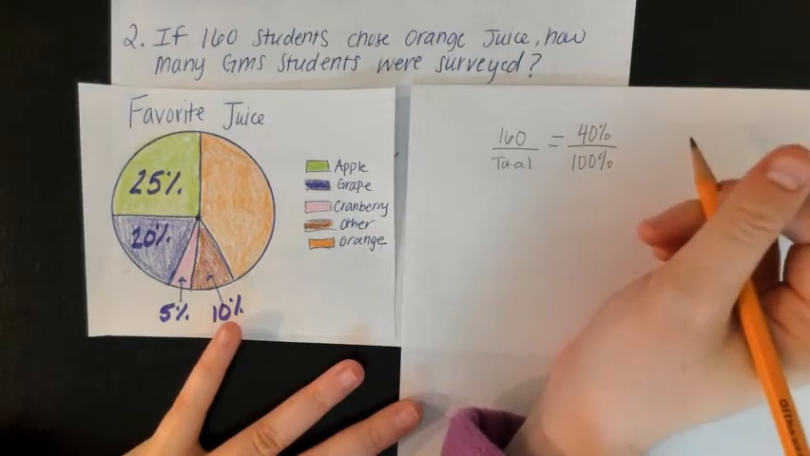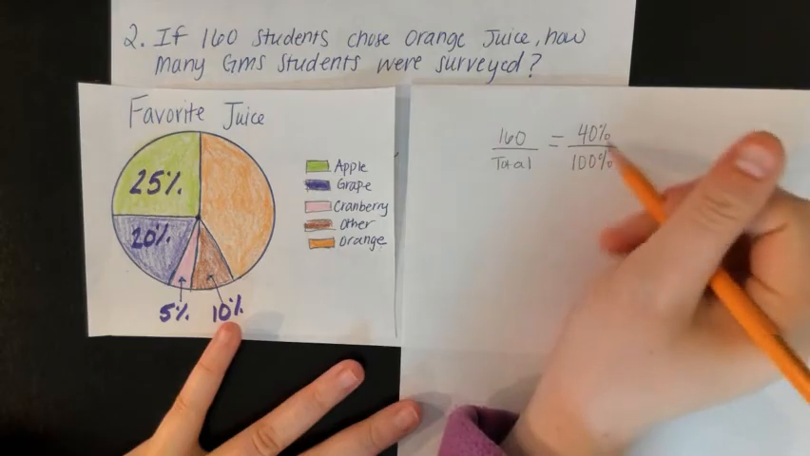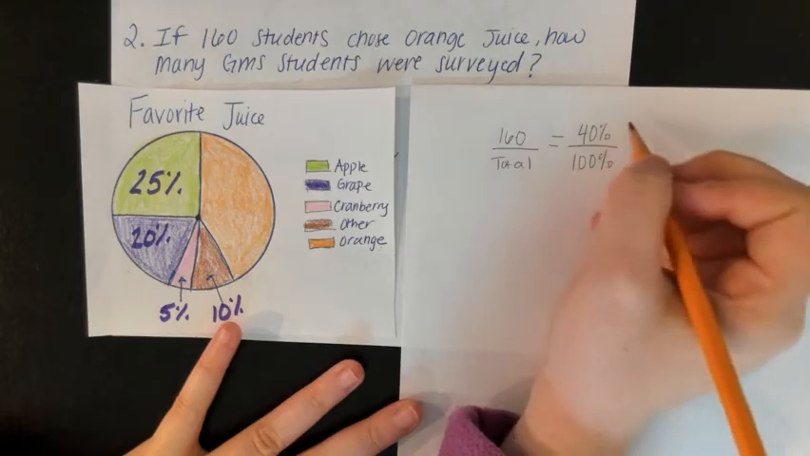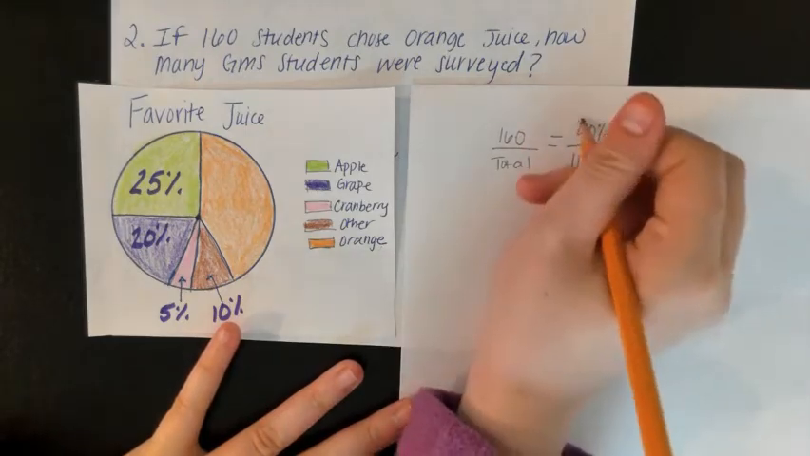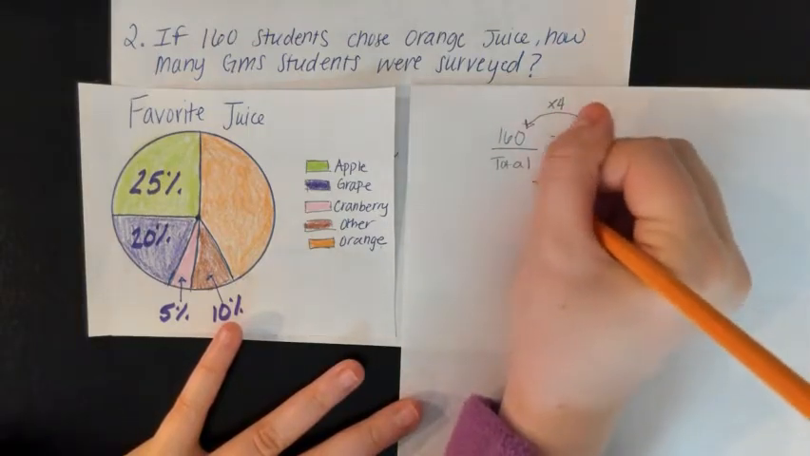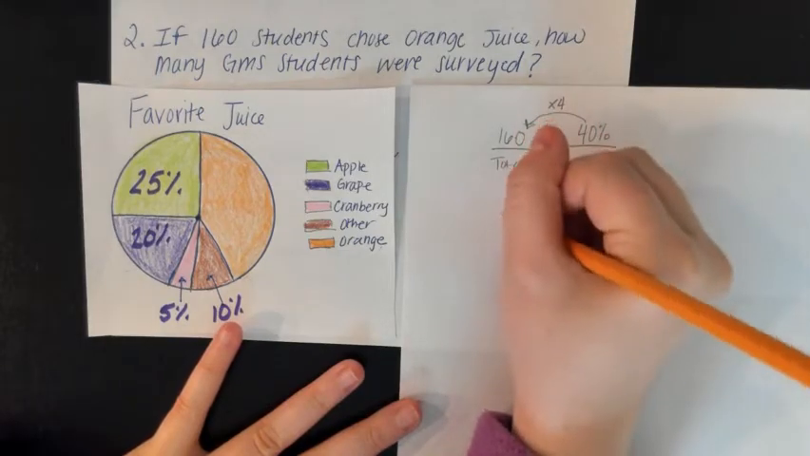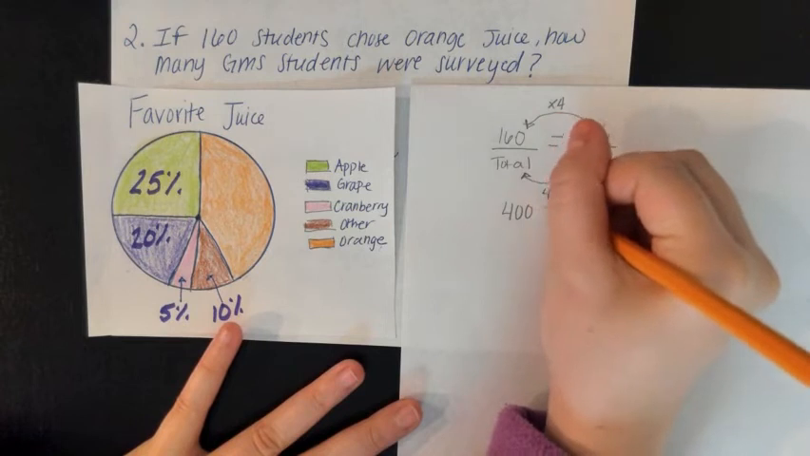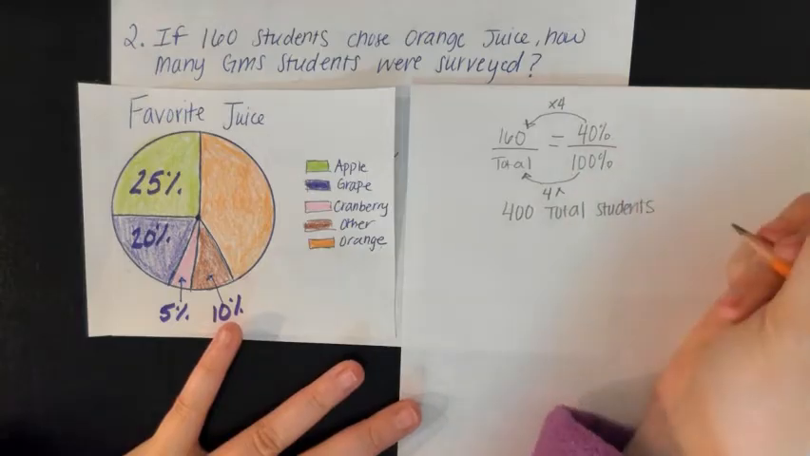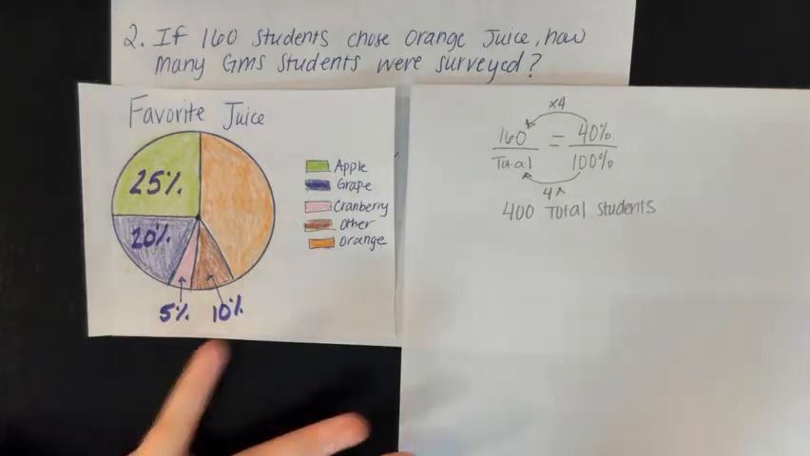So now that I have a proportion, I can solve it. When you're solving a proportion, there's a couple different ways. You can cross multiply, then divide, or you can simplify and use the scale factor, or you can see if you can multiply this number or divide this number to get to your new number. I can see that 40 times 4 makes 160. So I'm going to take that bottom number and multiply it by 4. And 100 times 4 is 400. So there were 400 total students in the survey. That's not how many students are at GMS. That's just how many students were surveyed in this specific survey.